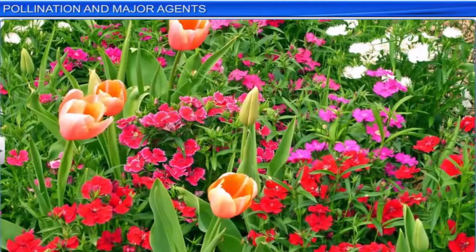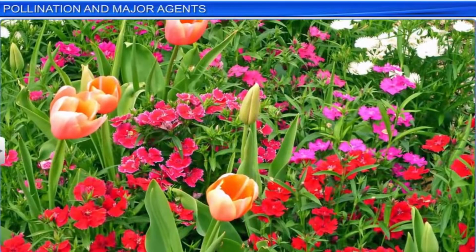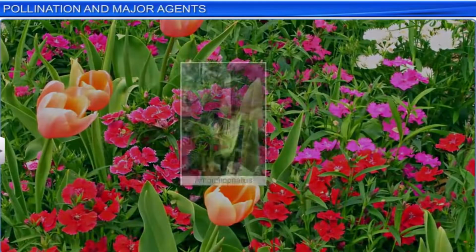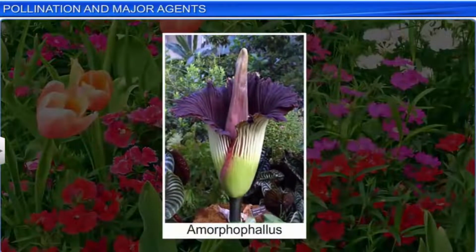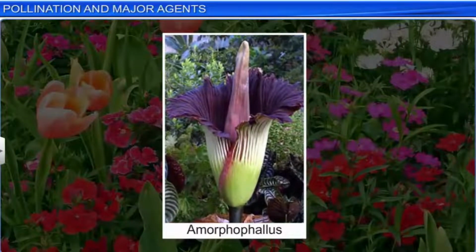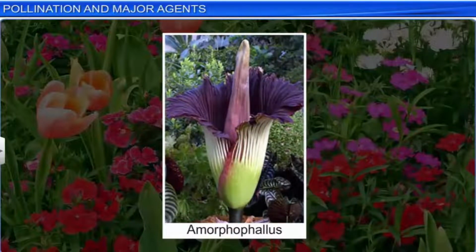Certain plants attract pollinating insects by offering them shelter. For instance, Amorphophallus, a 6-foot-tall flower, attracts pollinating insects by offering them a safe haven to lay their eggs.